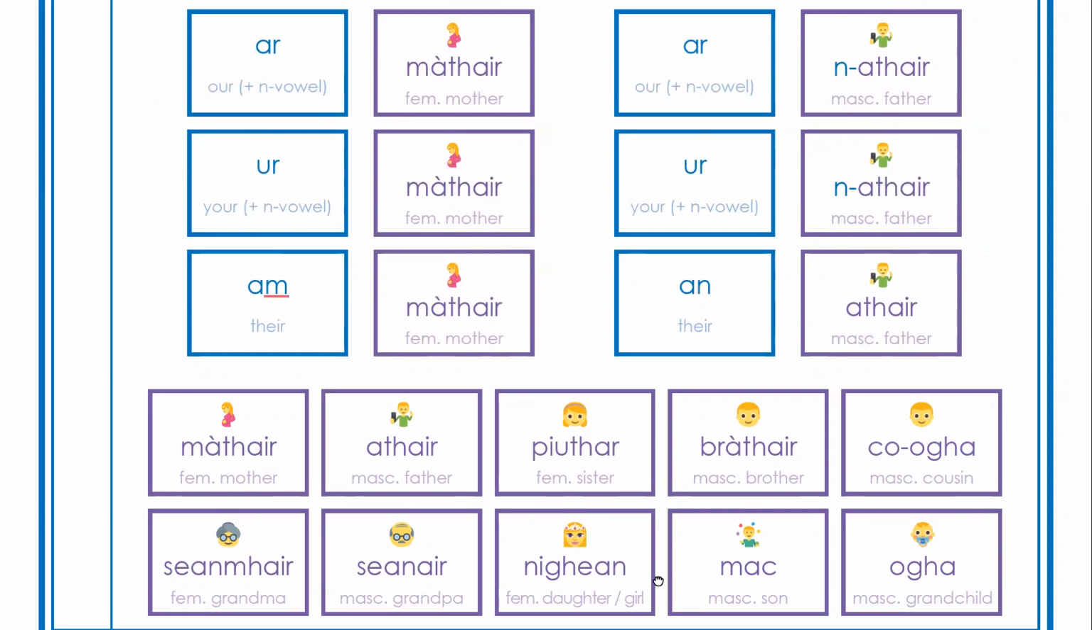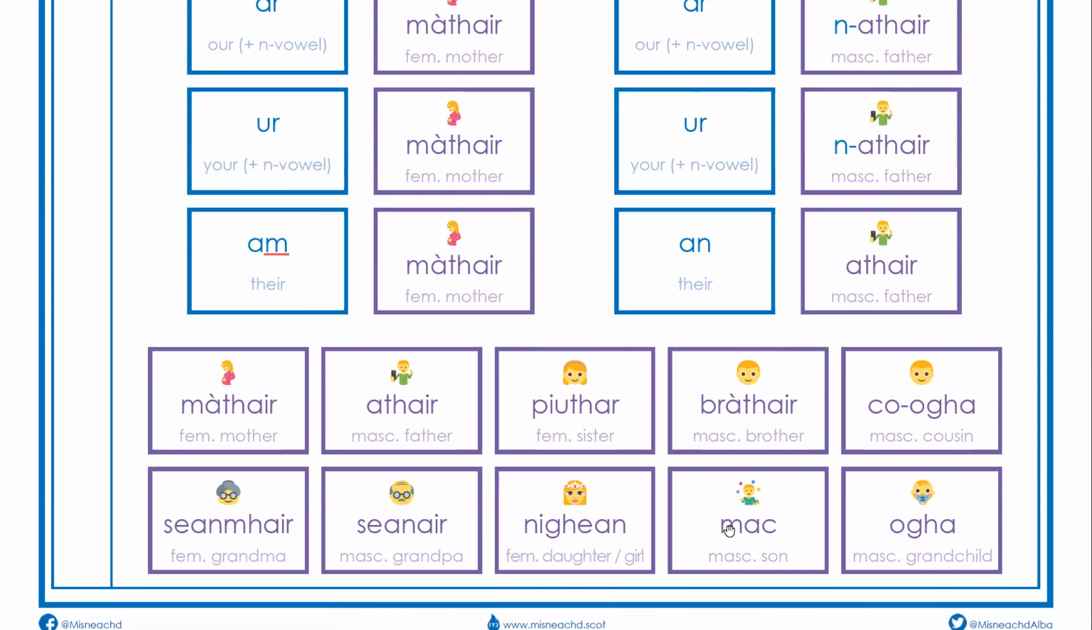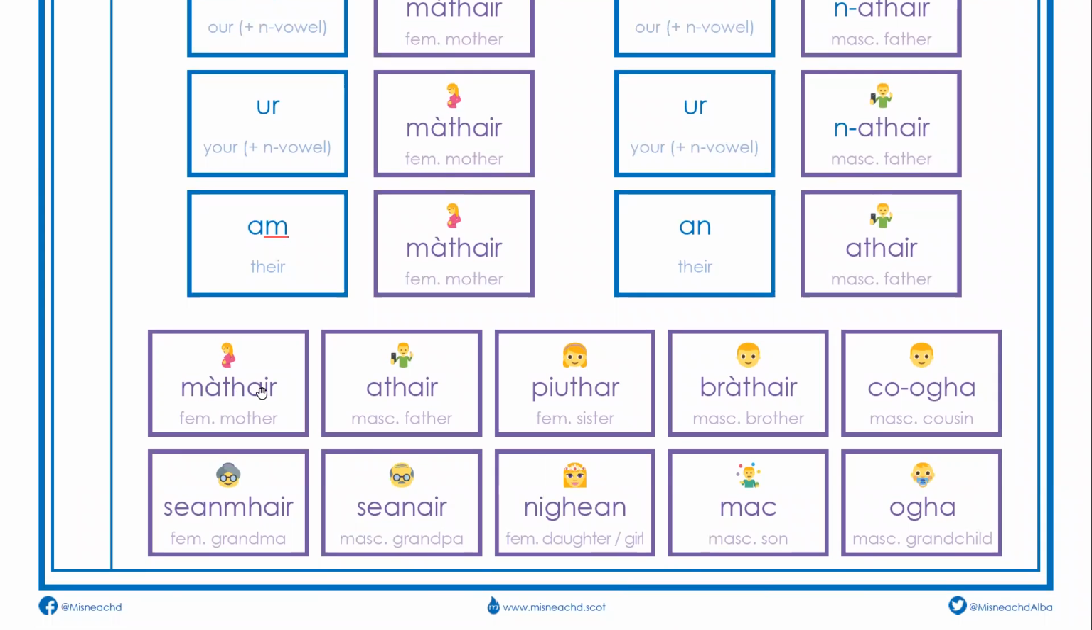Who might we use these with? Well, here's some family members. So we have mahid, we've already seen, and we've seen ahid. Pure is a sister. Brahid is a brother. Ko'oa is a cousin. Shenevid, grandmother.